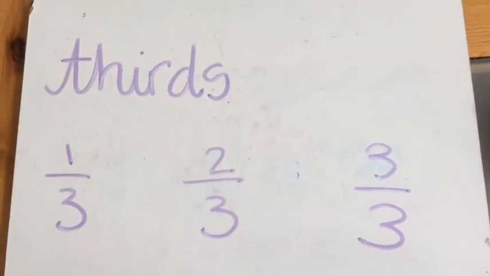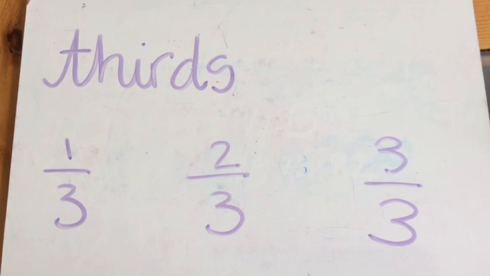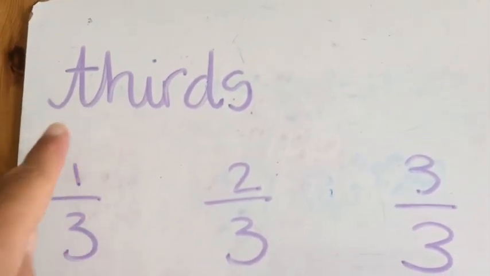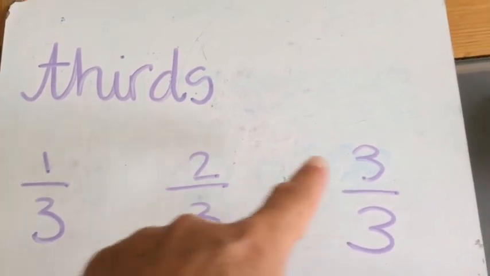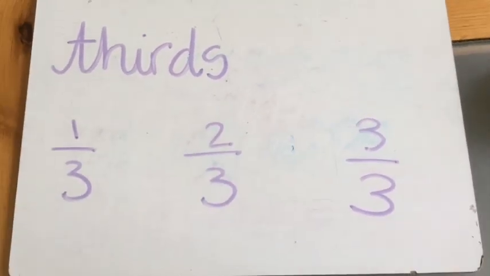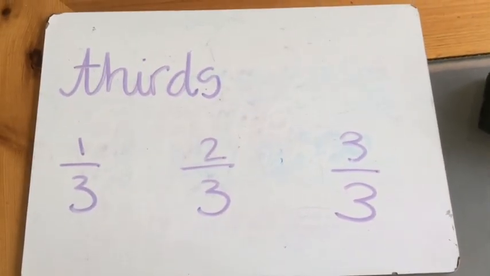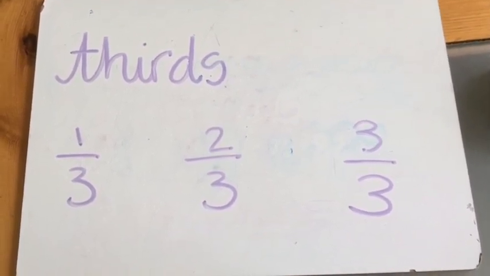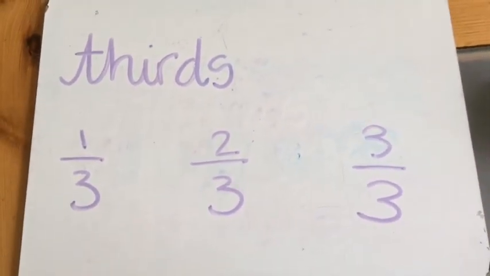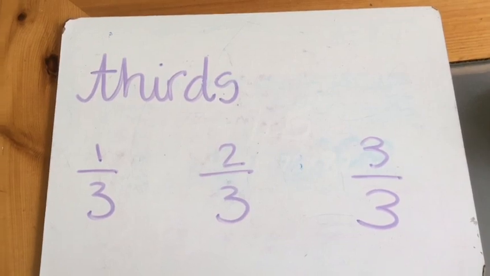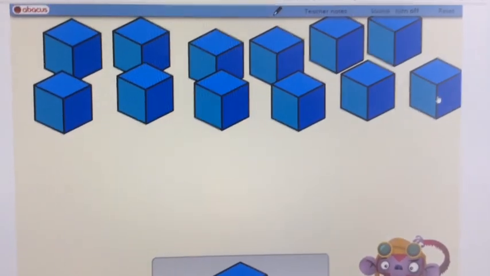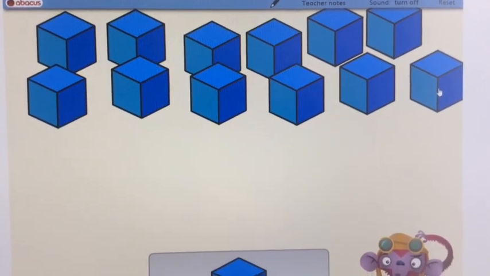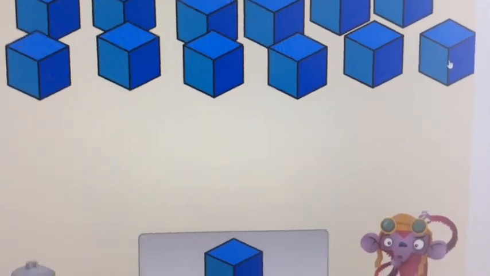Today we're going to be finding thirds of numbers. Remember, we don't usually write it in words. This is the fraction 1/3, 2/3, 3/3. I always remember thirds, you need to cut things into 3 equal parts because third starts with th and so does 3. I've got 12 cubes here and I want to find 1/3 of 12.